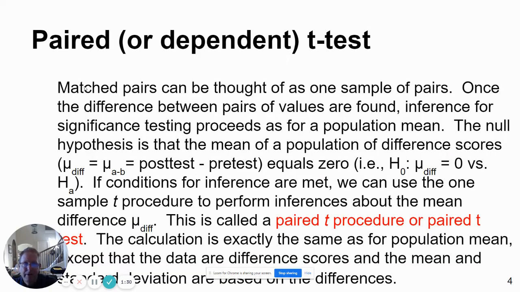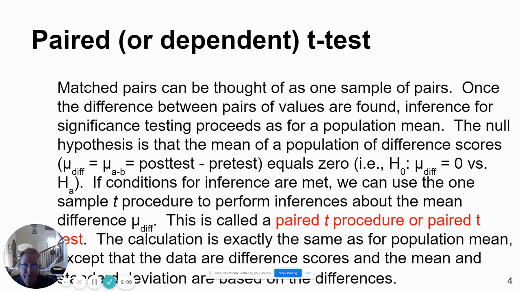Matched pairs can be thought of as one sample of pairs. Once the difference between the pairs of values are found, inference for significance testing proceeds as for a population mean. The null hypothesis is that the mean of a population of difference scores equals 0. So in the process of doing these problems, we're going to have to define a new parameter, and in this case it's mu difference. It's defined as the post-test score minus the pre-test score, and our null hypothesis is that the difference is 0.